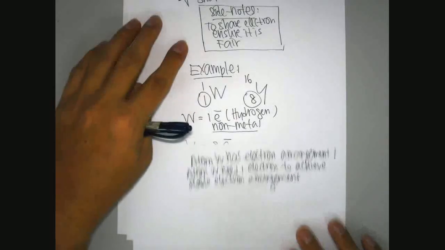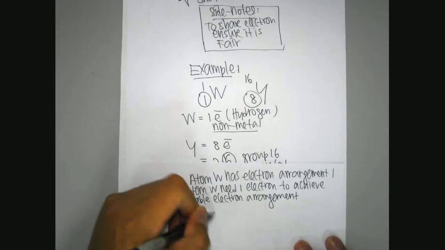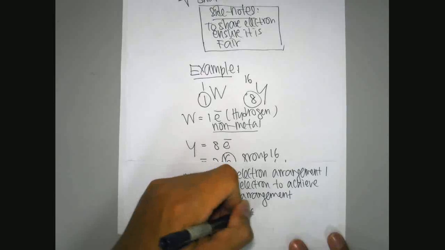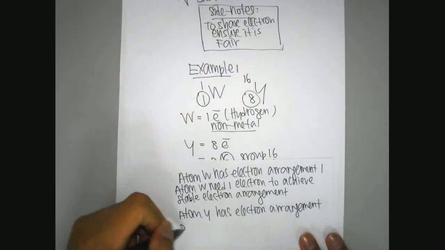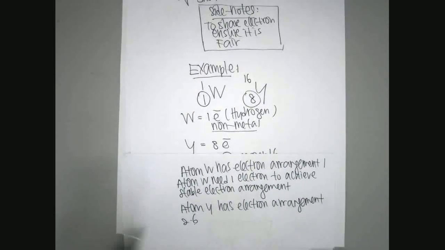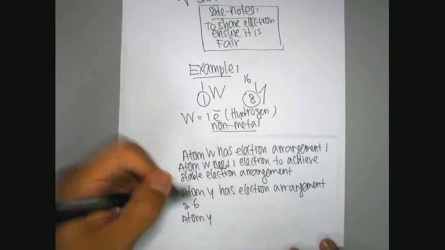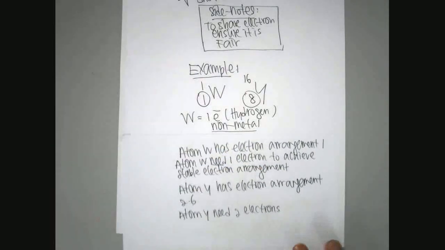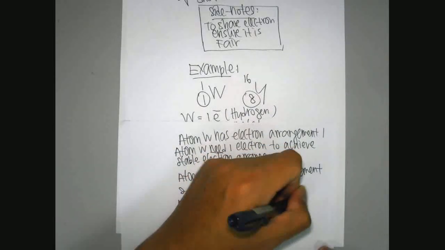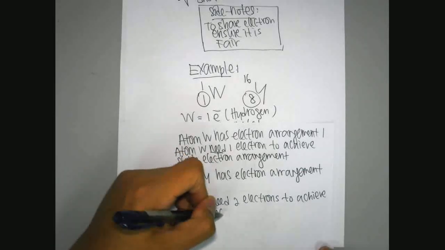So now do the same thing for the Y. The Y is 2.6. Atom Y has the electron arrangement 2.6. Please learn to use the word need. Don't use the word donate, don't use the word receive. Use the word need. Atom Y needs 2 electrons. So why does it need 2 electrons? Same thing, to achieve stable electron arrangement.